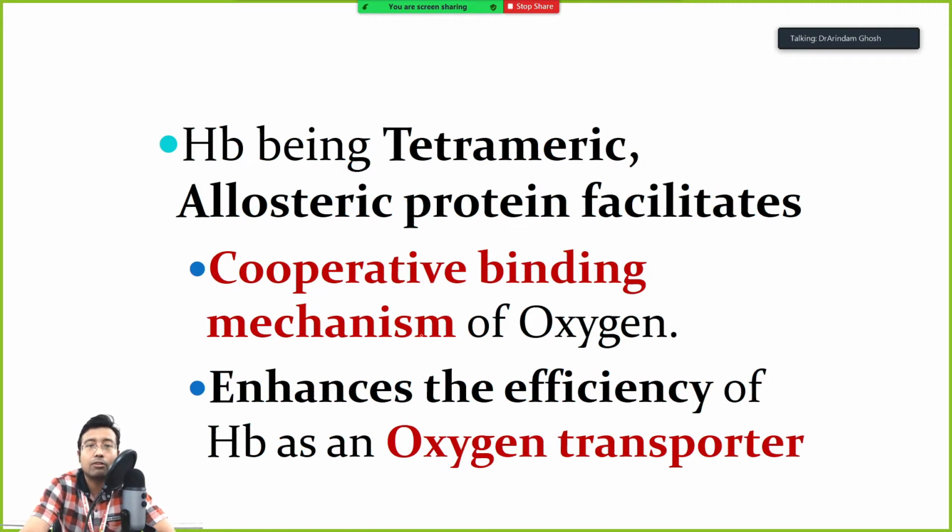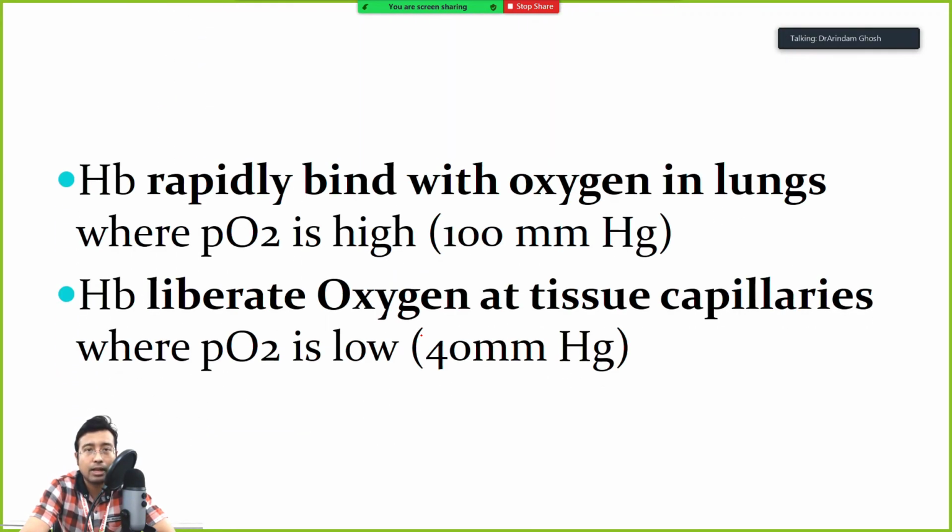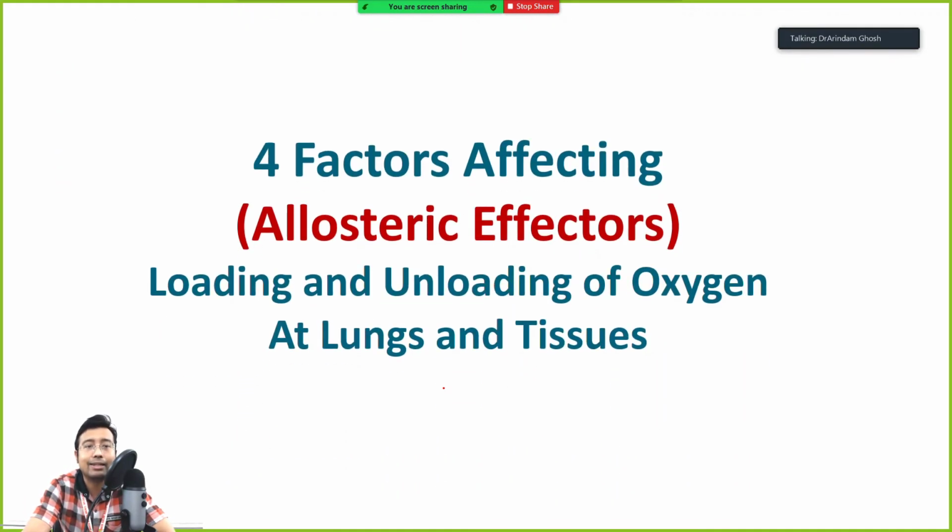Hemoglobin, being a tetrameric allosteric protein, facilitates the cooperative binding mechanism of oxygen, and it enhances the efficacy of hemoglobin as an oxygen transporter just due to the tetrameric structure. We know that in the lungs the partial pressure of oxygen is very high, so hemoglobin rapidly binds with oxygen, and when the partial pressure is low, that is 40 millimeter of mercury at the tissue level, hemoglobin rapidly liberates oxygen. So what are the allosteric factors that affect this loading and unloading of oxygen at the lungs and the tissues?